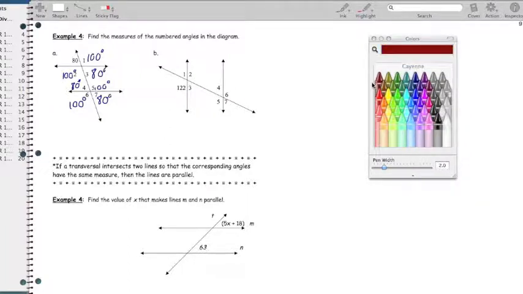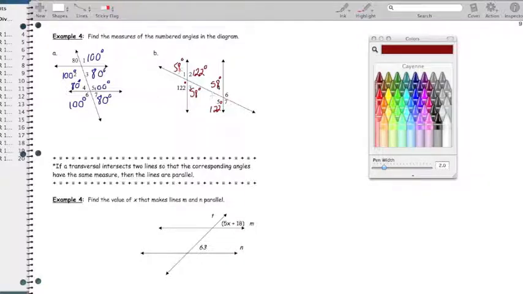Letter B, 122. Well, this 122 and angle 1 are supplementary, so 180 minus 122 is 58 degrees. Okay, then 1 and 2 here are supplementary, or I can say 122 degrees is vertical to angle 2, so this is 122. Angle 1 and angle 3 are vertical, so that's 58. I can say that angle 3 and angle 4 are alternate interior angles, so that's 58. Angle 2 and angle 5 are alternate interior angles, so that's 122.